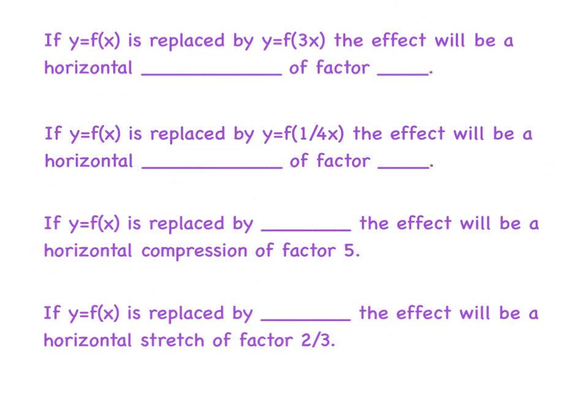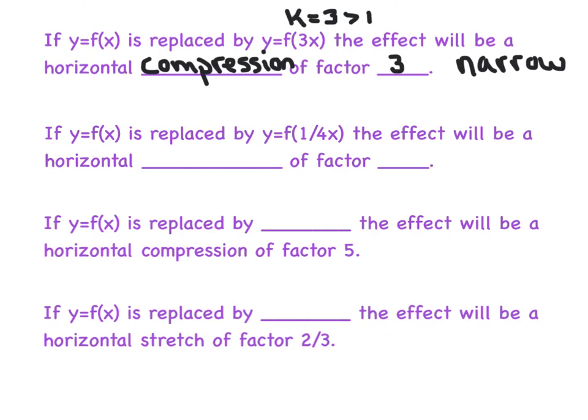Now here, what we want to say to ourselves is that the k value in this case is a 3. And that's bigger than 1, isn't it? So the effect is a horizontal compression by a factor of 3. And the effect is that's going to make my graph a lot more narrow than it originally was.